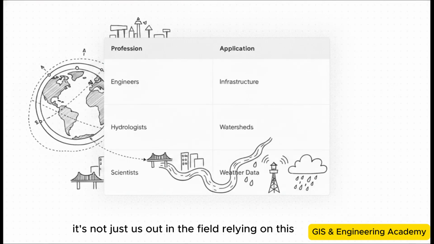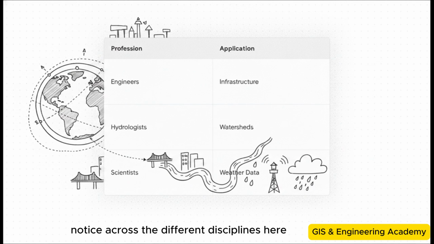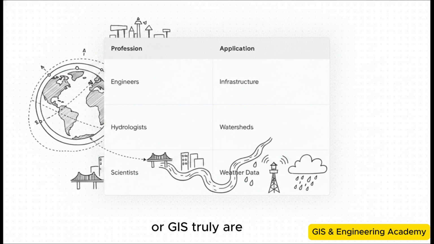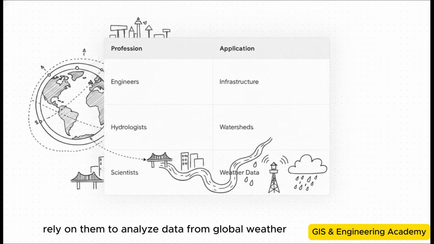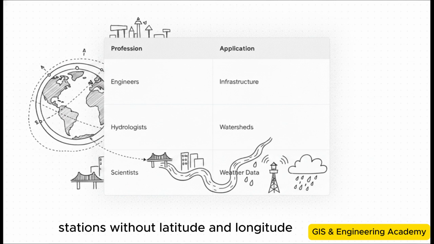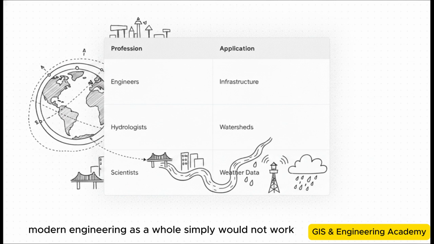And hey, it's not just us out in the field relying on this. Notice across the different disciplines here how foundational geographic information systems, or GIS, truly are. In GIS, every single point feature stores these coordinates. We engineers use them for critical infrastructure planning. Hydrologists use them to map out massive rivers and watersheds. Climate scientists rely on them to analyze data from global weather stations. Without latitude and longitude, digital maps, and frankly modern engineering as a whole, simply would not work.